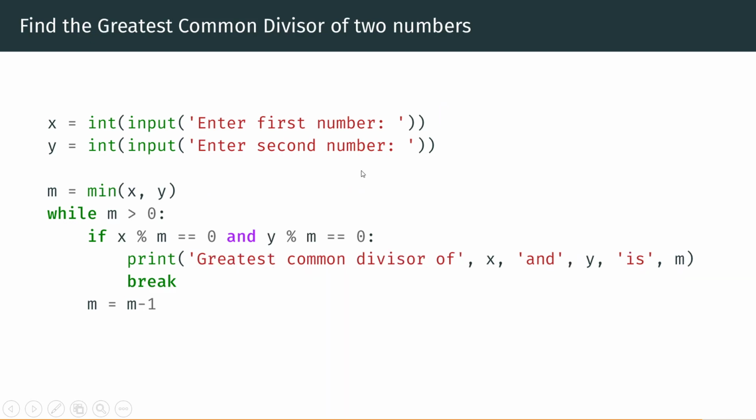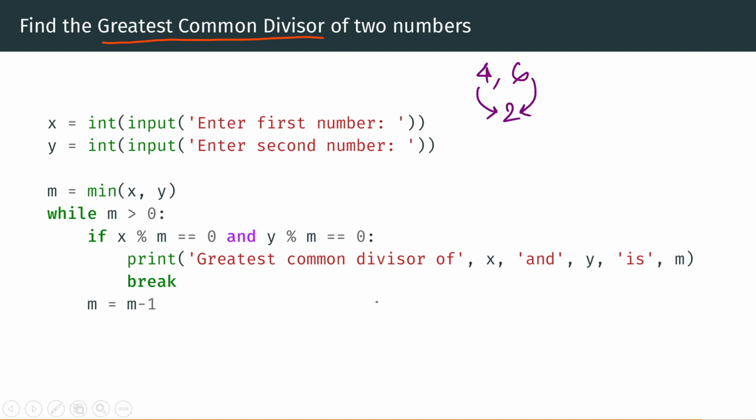Finally, the last question wants you to find out the greatest common divisor of two numbers. So what is the greatest common divisor? The greatest common divisor of two numbers is the largest number that can divide both the numbers. Let's say two numbers, 4 and 6. The greatest common divisor is 2, because 4 is divisible by 2 and 6 is also divisible by 2.